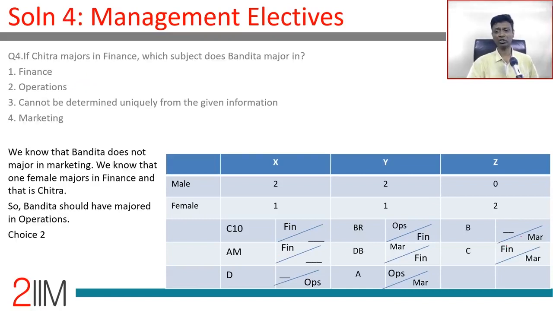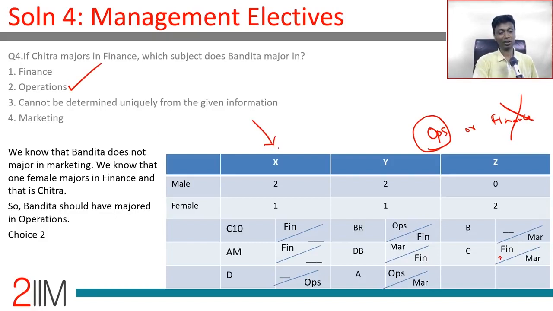If Chitra majors in finance, which subject does Bandita major in? Bandita should have majored in either ops or finance because she has minored in marketing. Now only 1 female student majors in finance, so that is out. So Bandita should have majored in ops, choice 2. Once we have filled out this grid, then this set of 4 questions becomes very simple.